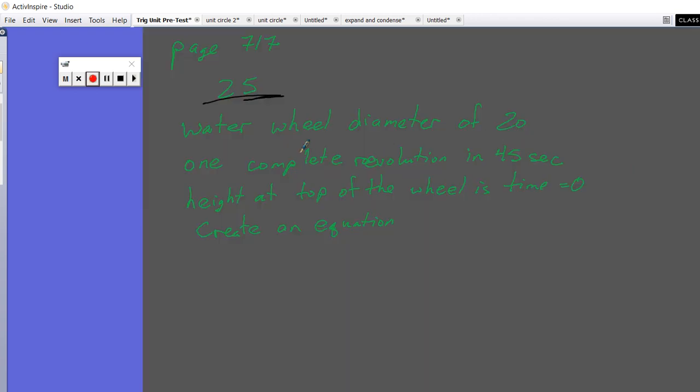All right, page 717. Number 25, it says a water wheel has a diameter of 20 feet. It makes 1 complete revolution in 45 seconds. So 1 revolution in 45 seconds. That is the period. That's the period, okay? 1 revolution in 45 seconds.